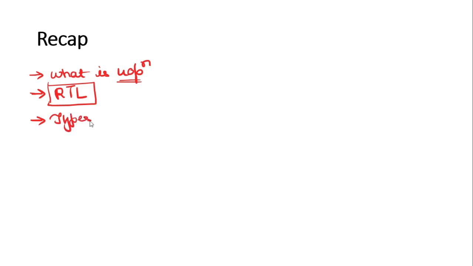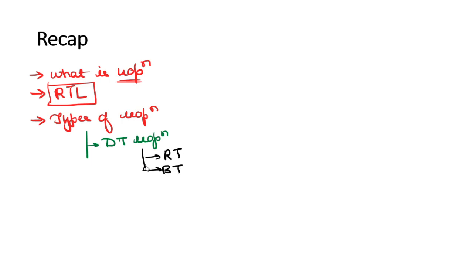In our previous class we discussed what is micro operation, right? Then we discussed register transfer language, a language that is used to represent micro operations. Then we discussed types of micro operations. The first one was data transfer micro operation, and within this there were three micro operations: register transfer micro operation, bus transfer micro operation, and memory transfer micro operation, right?